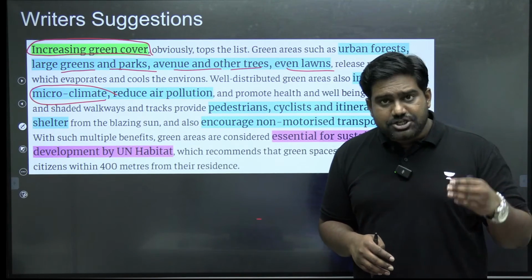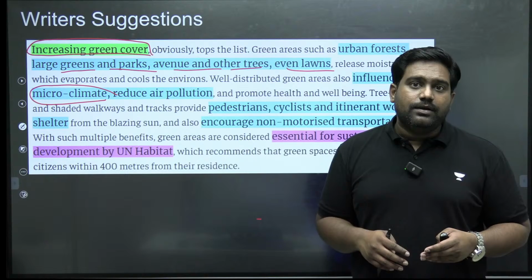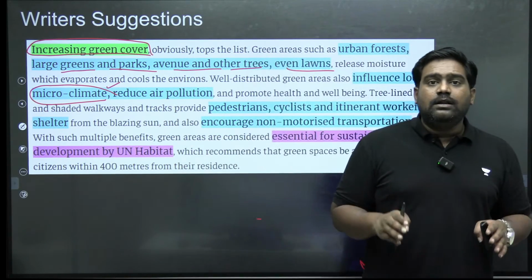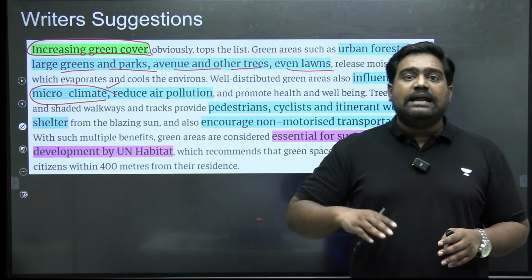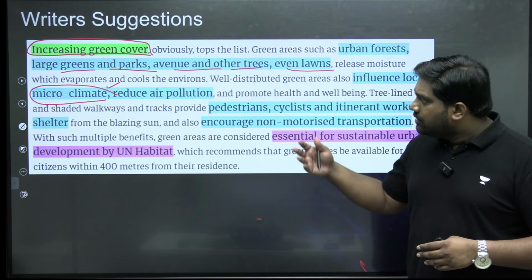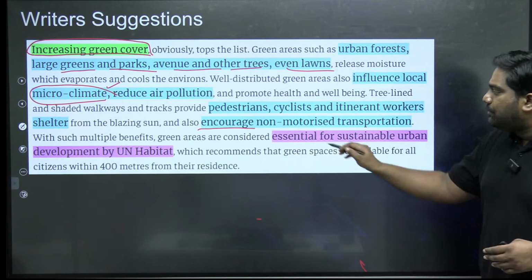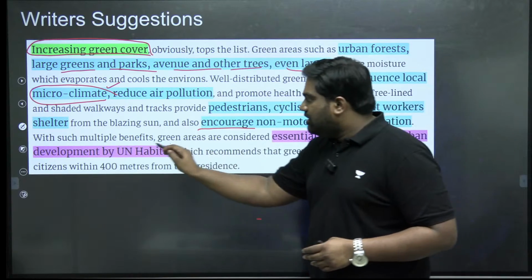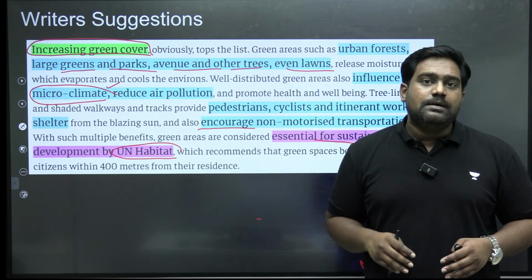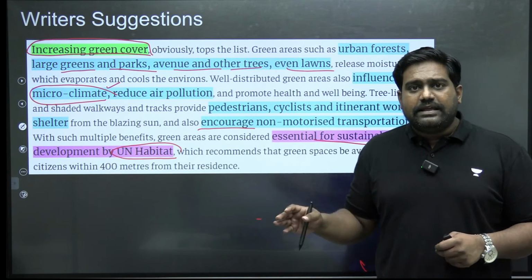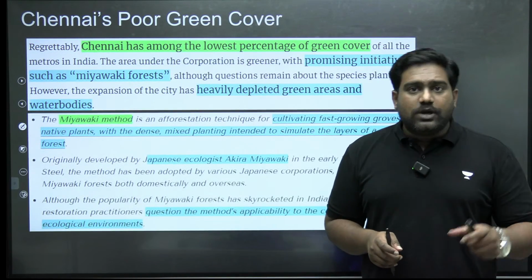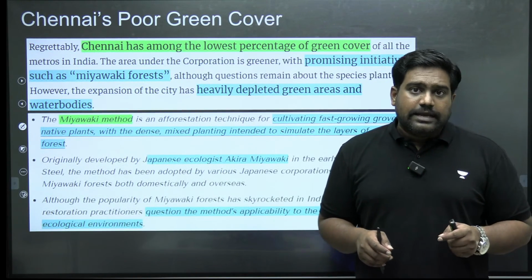It not only provides shelter to those who are working in the open, right? It creates a microclimate of its own and plays a critical role in moderating the temperature levels and in counteracting the effect of urban heat island effect. So that is something Chennai needs to incorporate. Even UN Habitat has recommended this as a mandatory sustainable practice, that cities and urban areas should have a significant percentage of green spaces. So if you look at the green cover in Chennai, it is very alarming.